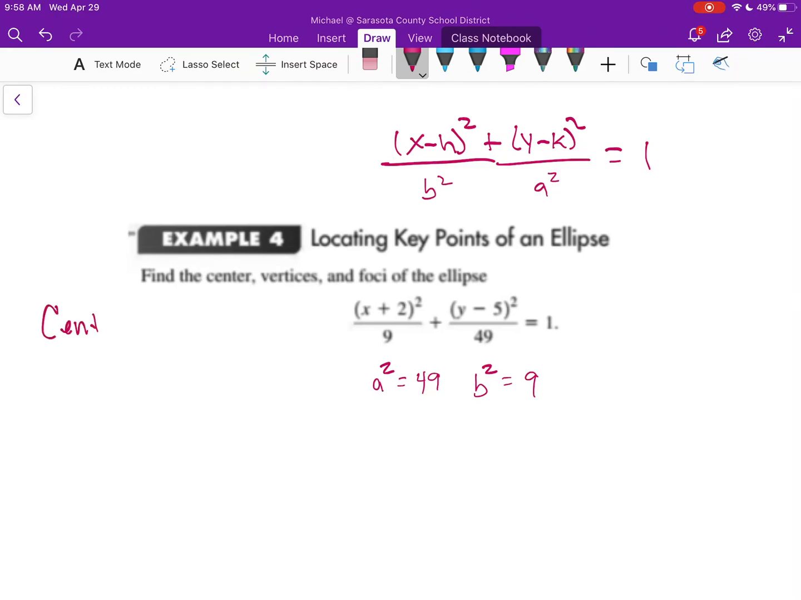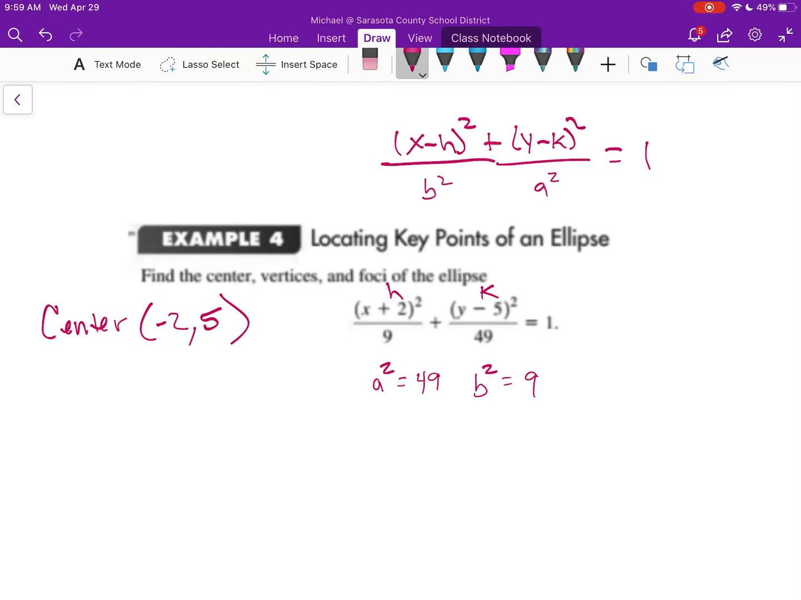All right, so we know our center, in this case, is going to be at -2, 5, because here we have h and here we have k.